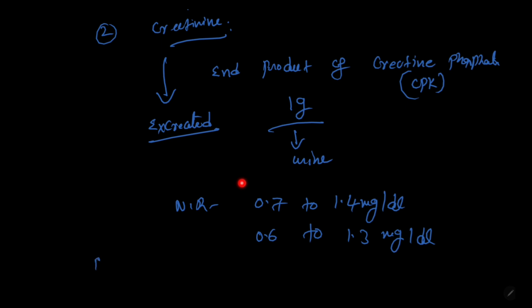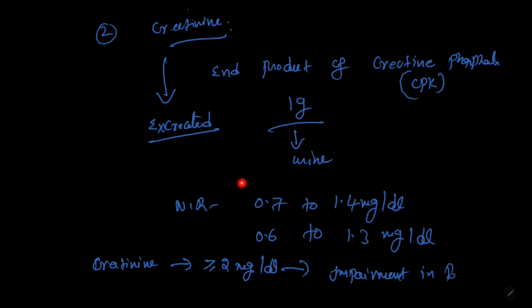If creatinine concentration is more than 2 mg per dL, that indicates impairment in renal function. By the time creatinine levels increase to more than 2 mg per dL, the kidney has lost about 50% of its function. That means only when the kidney loses about 50% of its function will creatinine start increasing in the blood. So this is about creatinine.